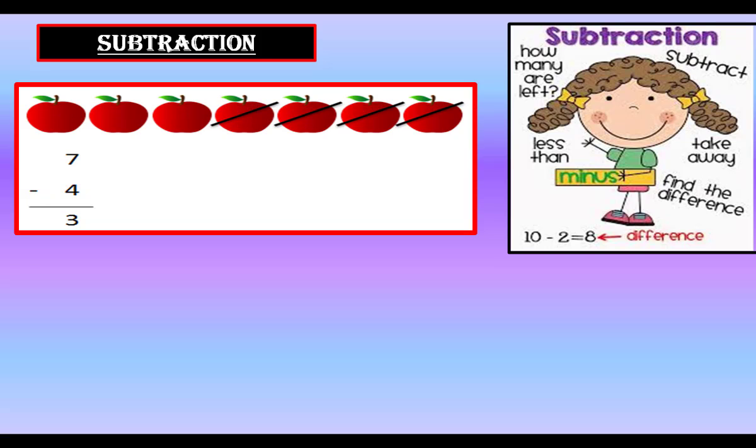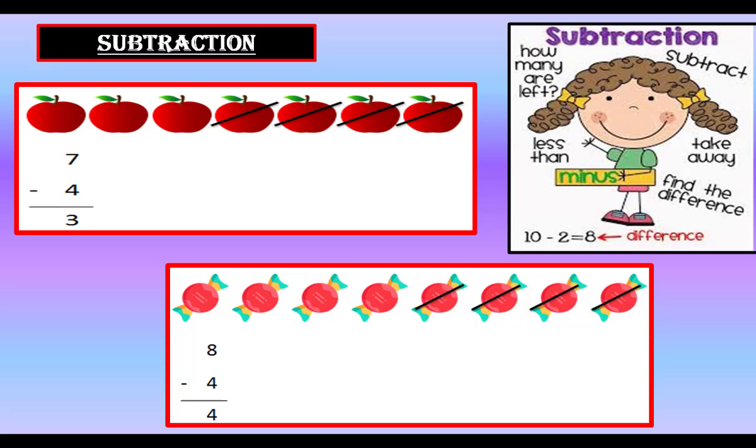Now look at this, there are 7 apples and 4 apples are crossed. So remaining apples are 3. 7 minus 4 is equal to 3. Now here there are 8 toffees. 4 toffees are crossed. So remaining toffees are 4. 8 minus 4 is equal to 4.